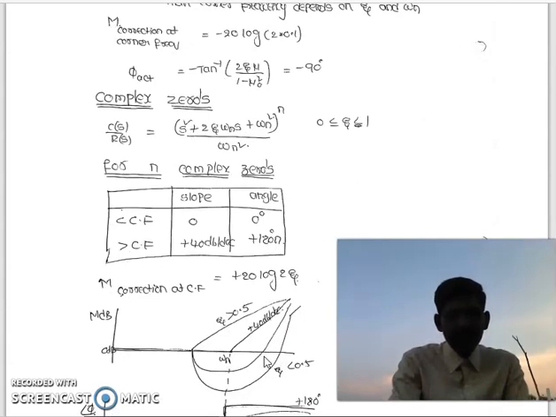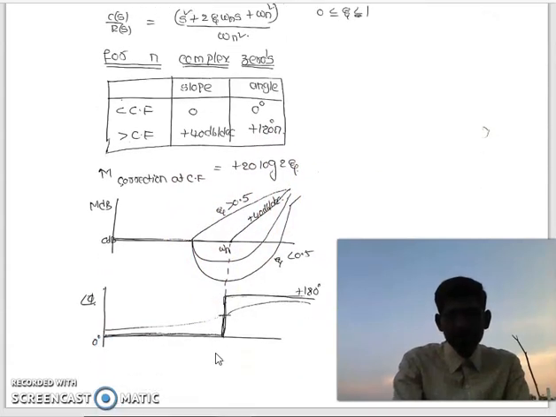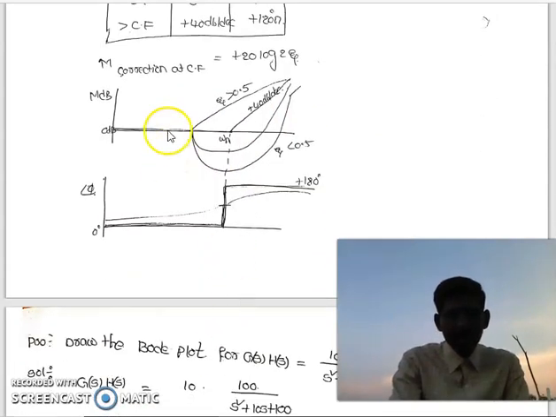The magnitude of correction at the corner frequency is plus 20 log 2 zeta. You can observe here for complex zeros, whenever we have complex zeros, the magnitude part will be: when zeta is greater than 0.5, the curve will be like this. When zeta is less than 0.5, the curve will be like this. Zeta lies between 0 and 1, the curve will be like this. This is the plus 40 dB per decade.